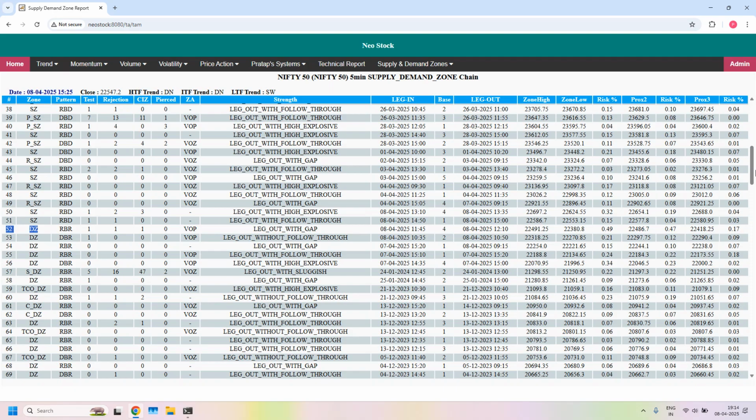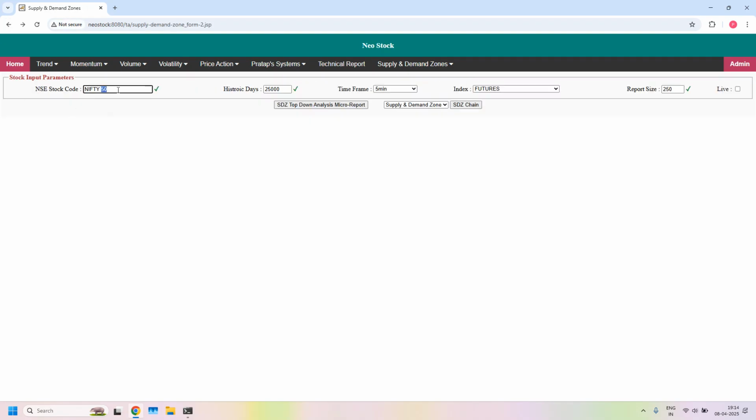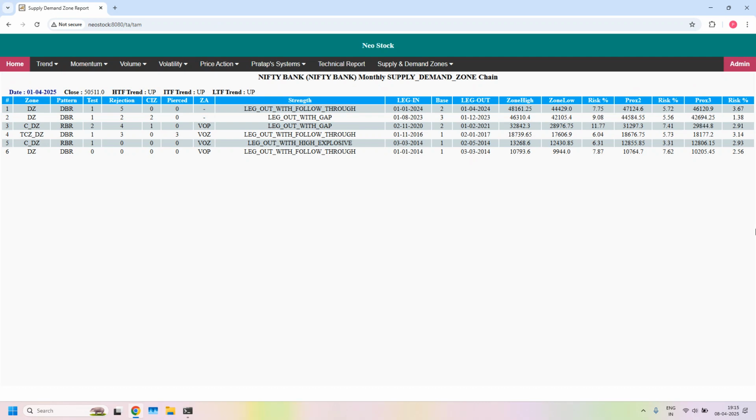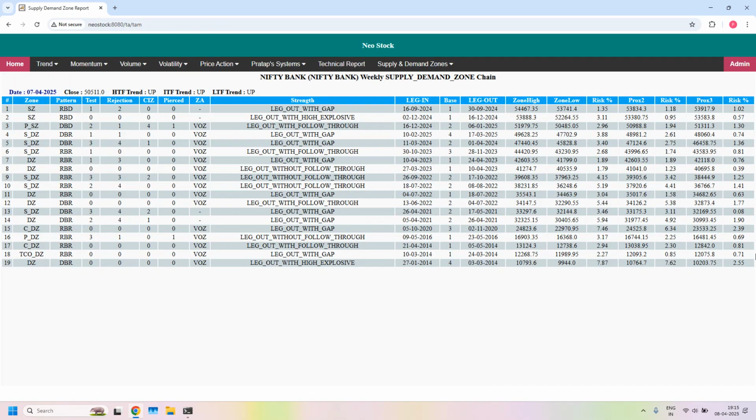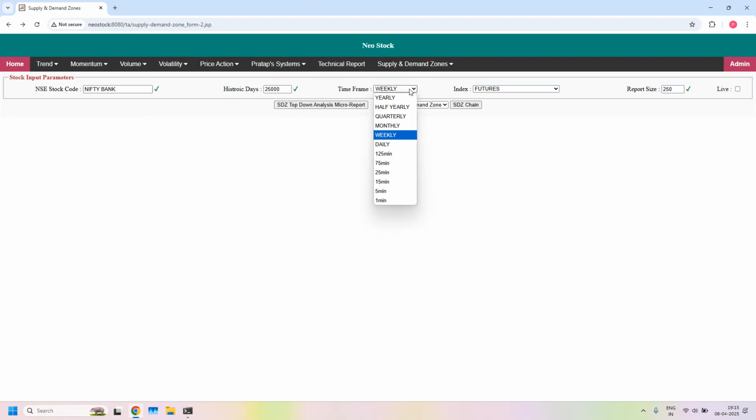Next, I will generate Bank Nifty supply demand zone chain reports. That is nothing but Nifty Bank. So generating monthly supply demand zone chain for Bank Nifty. Next, generating weekly supply demand zone chain for Bank Nifty. Next, generating daily supply demand zone chain for Bank Nifty.